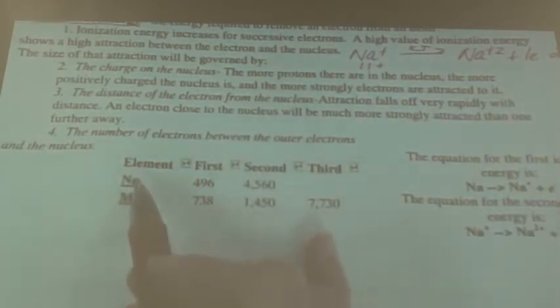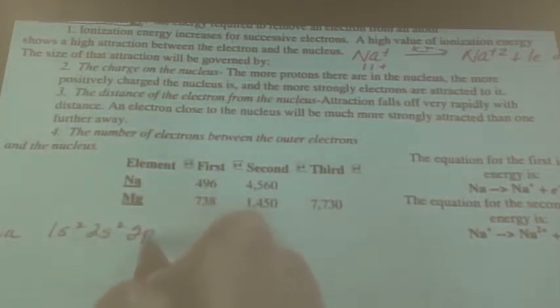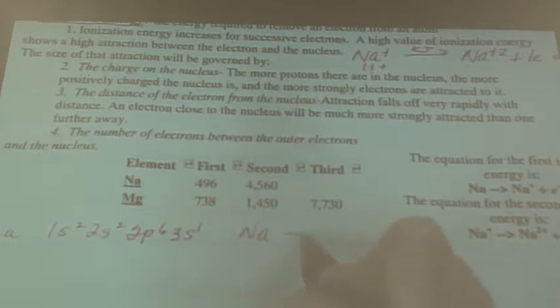Okay, so let's look at this. Let's start out with sodium. Sodium has the electron configuration 1s2, 2s2, 2p6, 3s1. This we have determined is the valence electron, is that correct? Yes. These are the core electrons. Okay. The energy needed to take the neutral atom and take away one electron, the first ionization energy, is 496 kilojoules per mole.